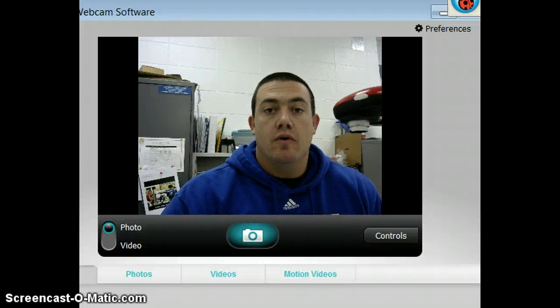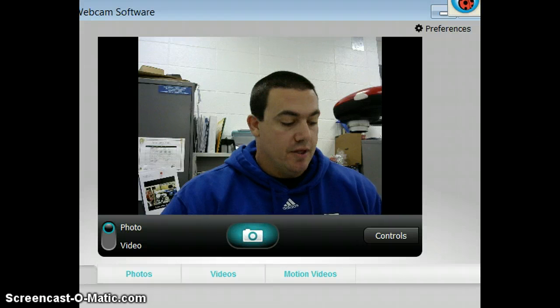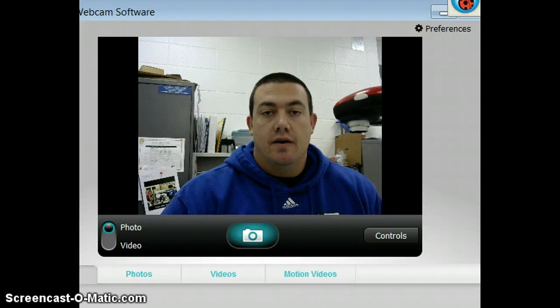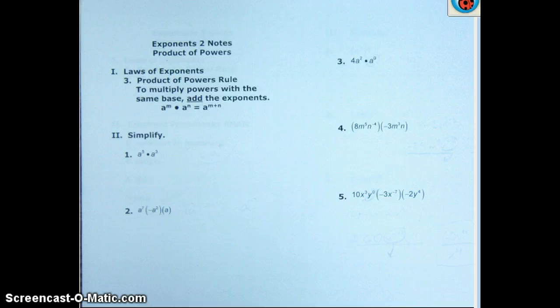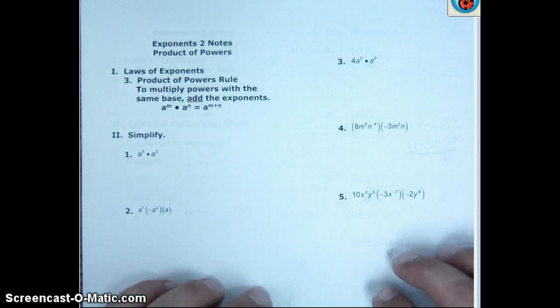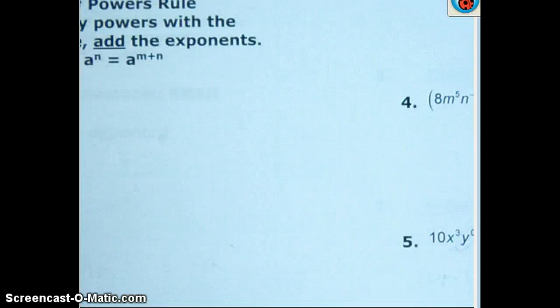Alright, let's talk more about some exponents. This video is going to be called Exponent 2 Notes. It deals with some more laws on exponents. So let's go straight to it and look at it. Here's what the note sheet looks like. Let's get a little closer so we can talk some stuff.